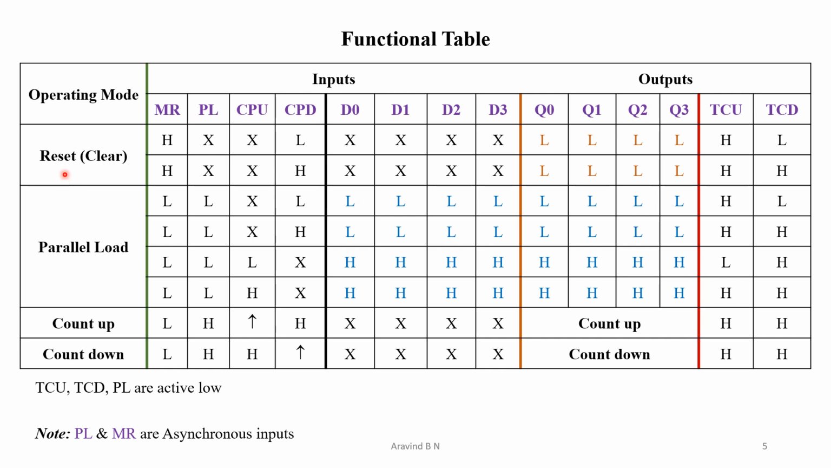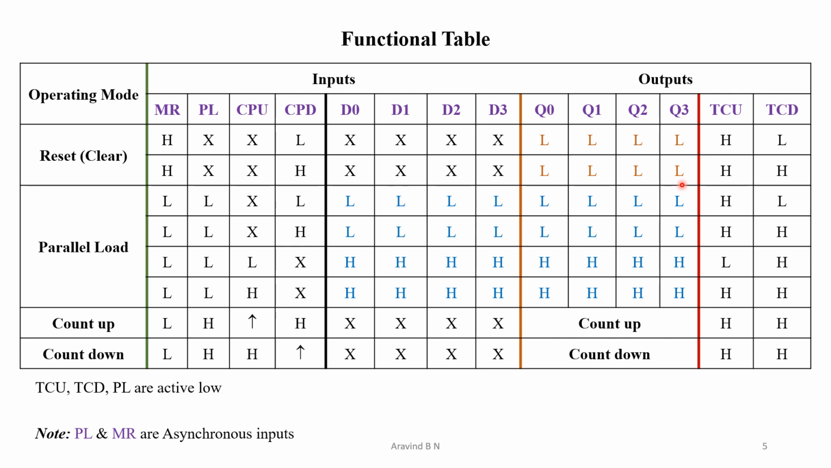Let us first start with the reset operation. In order to perform the reset operation, what are the input criteria? Obviously, we get the output as all zeros, or all low. Master reset is the reset operation which will set all the outputs to the low value. Therefore, master reset is an active high signal. When we keep this master reset high, all the others are don't care. These two are don't care, and CPD can be kept either low or high. Irrespective of the input data lines, the output will go to low values.